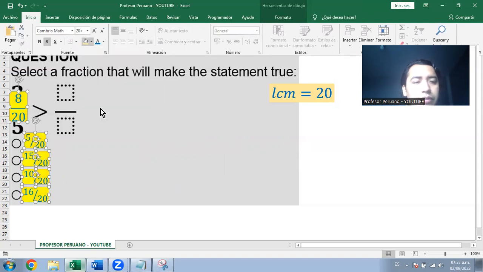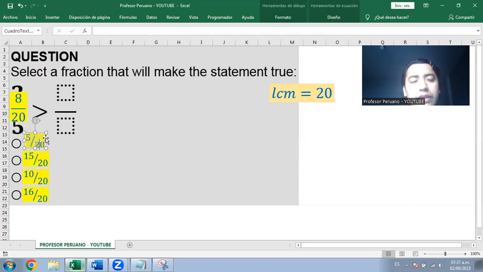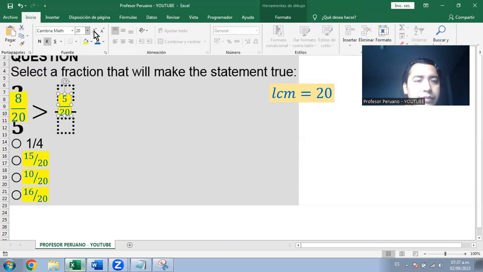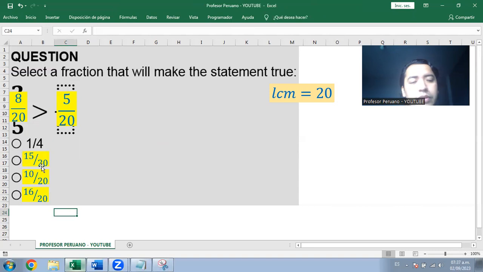Now we are going to look for which fraction makes the statement true. This is 8/20, and we are looking for a fraction that is smaller than 8/20. In this case, the only fraction that makes the statement true is 5/20. 5/20 is smaller than 8/20. The others don't make the statement true, because they are 15, 10, and 16. These three fractions are bigger than 8/20.